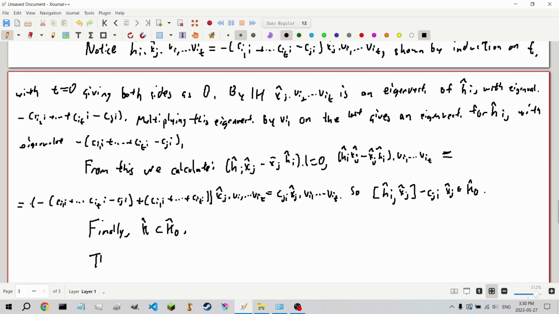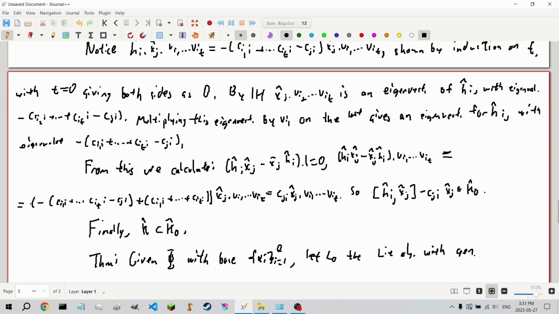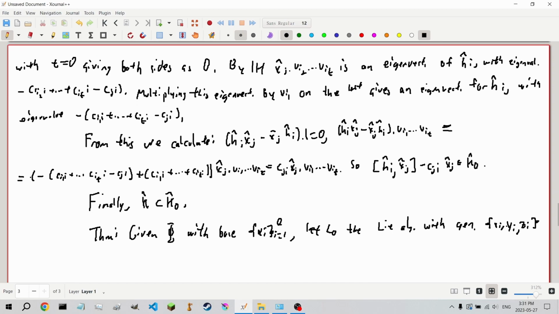Theorem. Another theorem here. Given a root system with base alpha_i from 1 to l, let L0 be the Lie algebra with generators x_i, y_i, z_i, index 1 through l, of course, and relations 1 through 3.